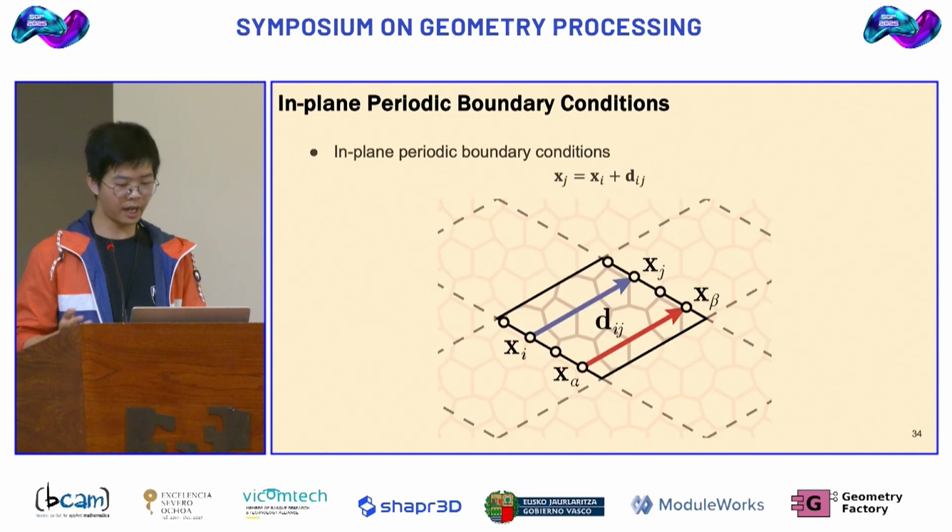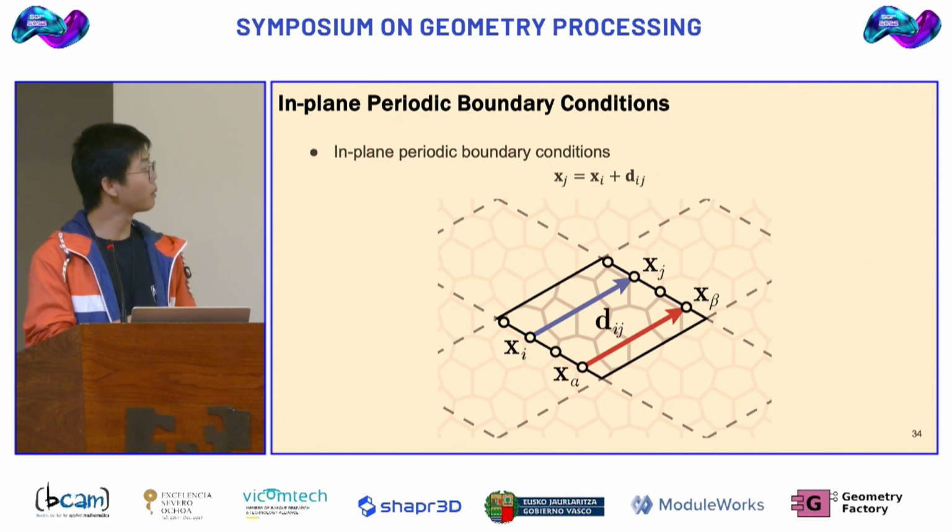Okay, for periodic tiling, let's first talk about in-plane periodic boundary conditions. For in-plane periodic boundary conditions, basically it requires that pairs of opposite tile boundaries, left and right, top and bottom, should match without any gaps or overlaps. For example, we have these two reference positions, x alpha and x beta, and we can compute the translation vector dij. For all other pairs of vertices belonging to these two opposite boundaries, we ask that each pair should match this translation vector dij.